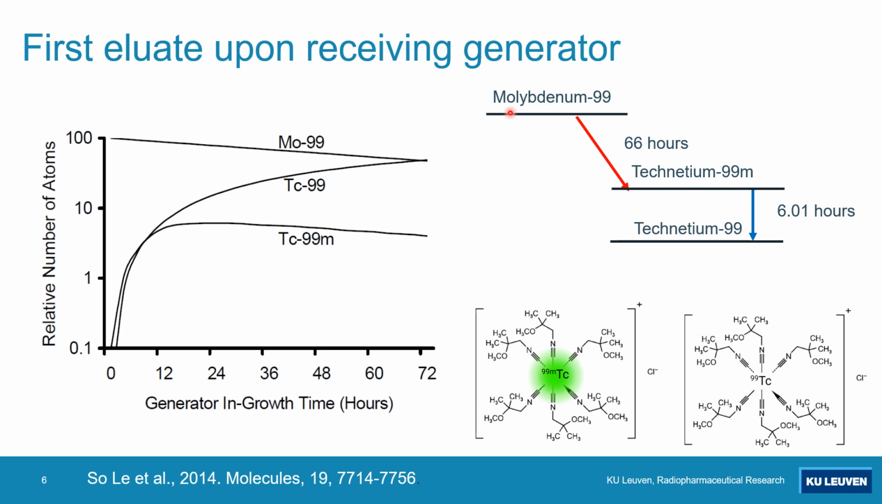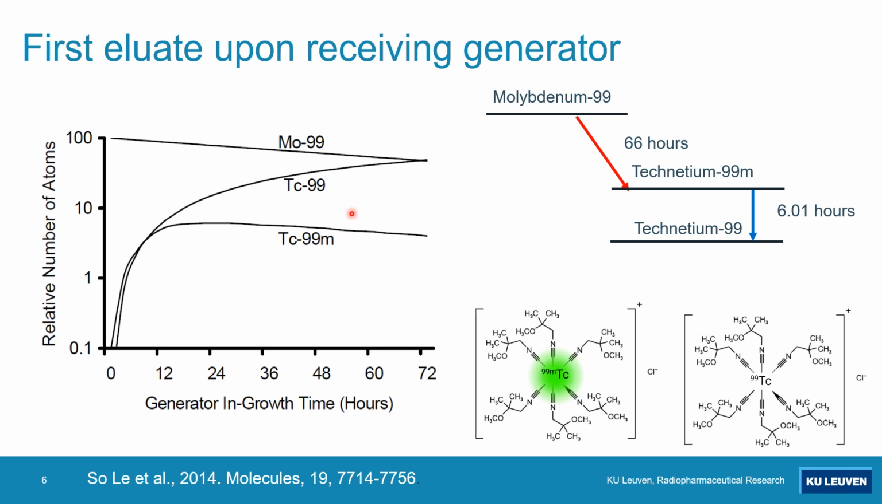So any generator eluted not within 24 hours is a problem with the ingrowth of Technetium-99. So on your column, your molybdenum-99 decays with a half-life of 66 hours to Technetium-99m, but then with a 6 hour half-life forms Technetium-99. So Technetium-99 will continue building up and up and up, whereas your molybdenum, of course, goes down over time with the 66 hours half-life, and your technetium kind of stays relatively stable.